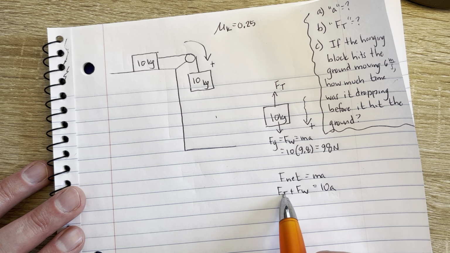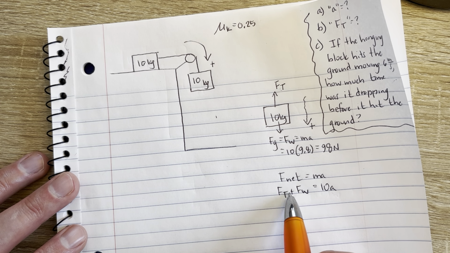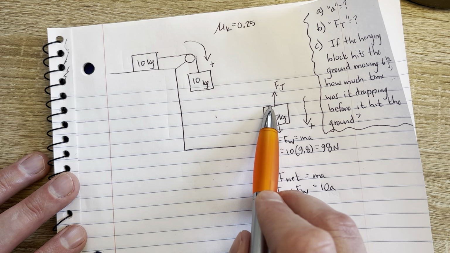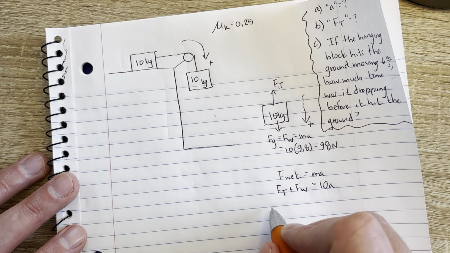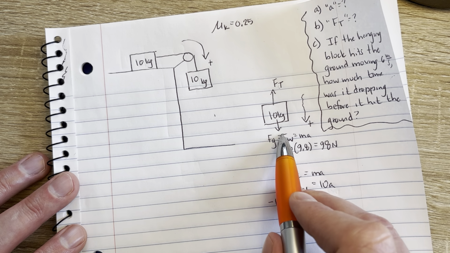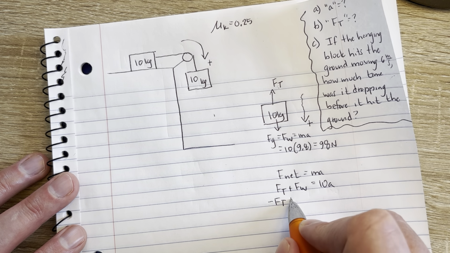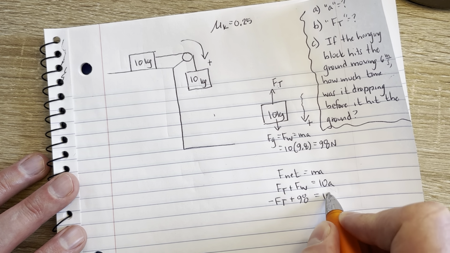Now that I've generically identified the forces that make up my net force and that they're being combined, I'm going to take into account direction, since force is a vector quantity. The force of tension holding the block back is against the motion, so that's going to be negative. And the force of weight of the block is in the direction it's moving, so that's going to be positive. So negative Ft plus 98 equals 10a.